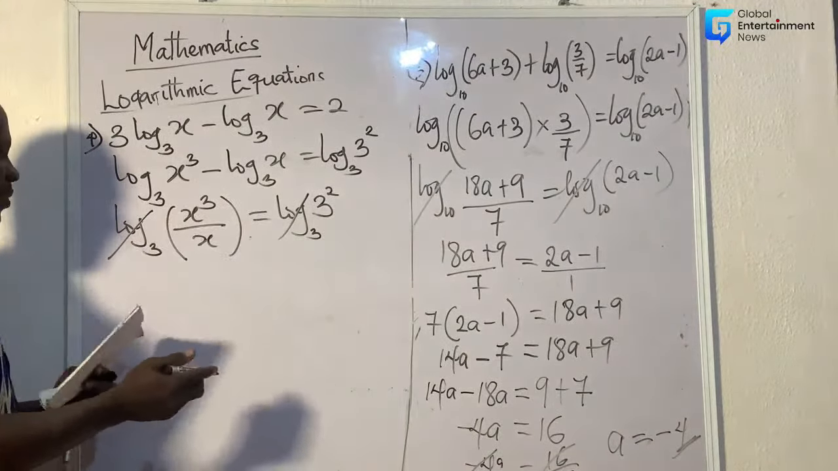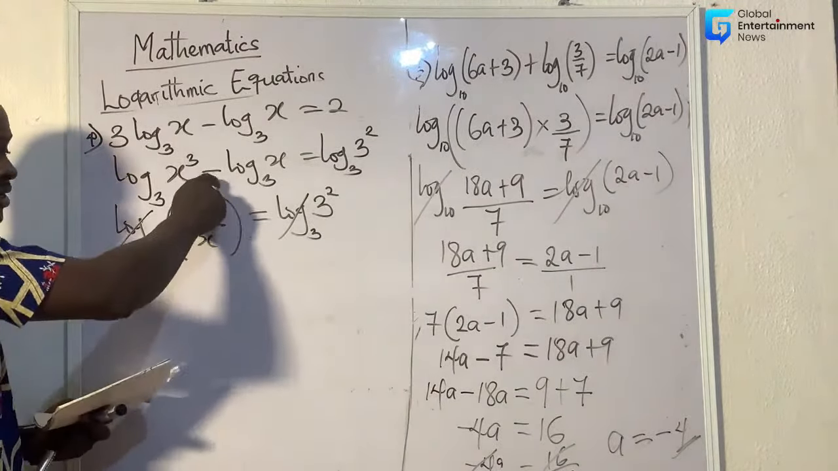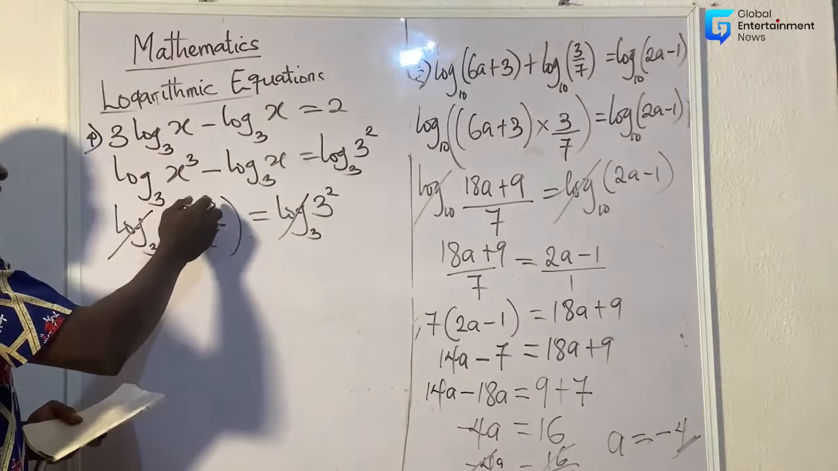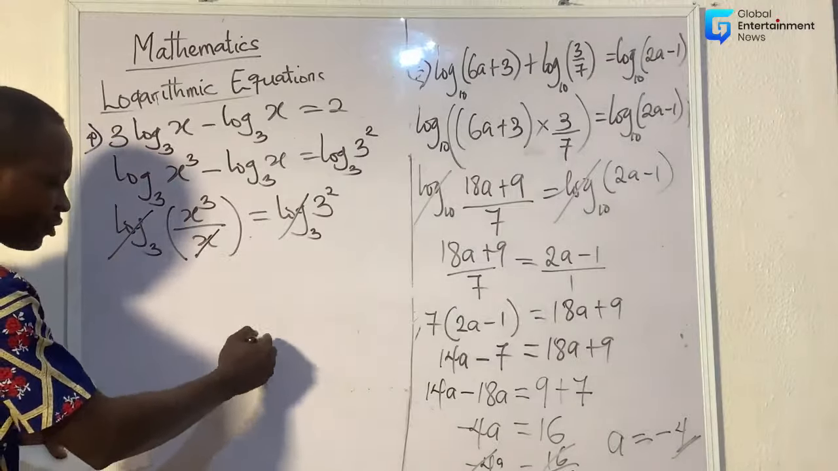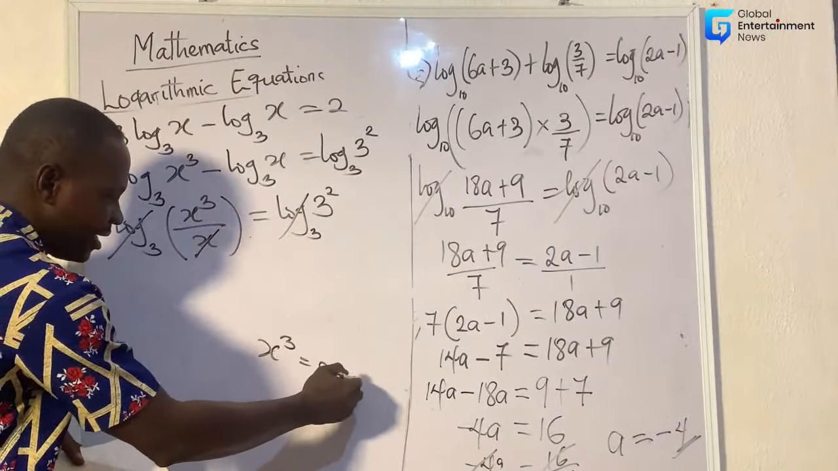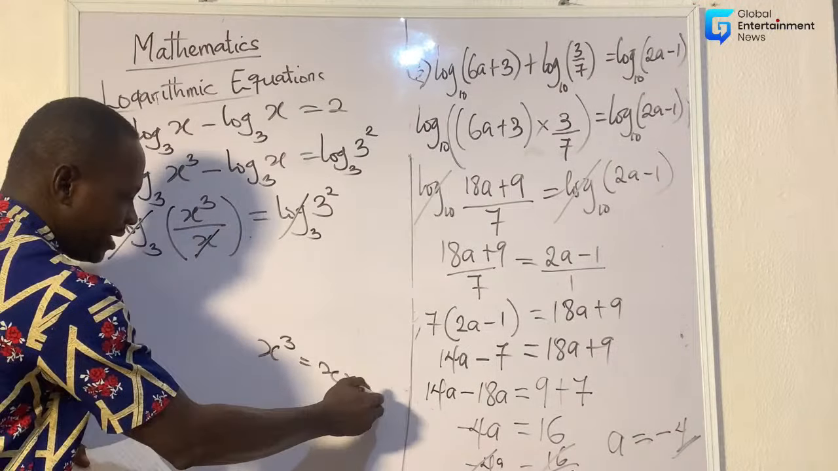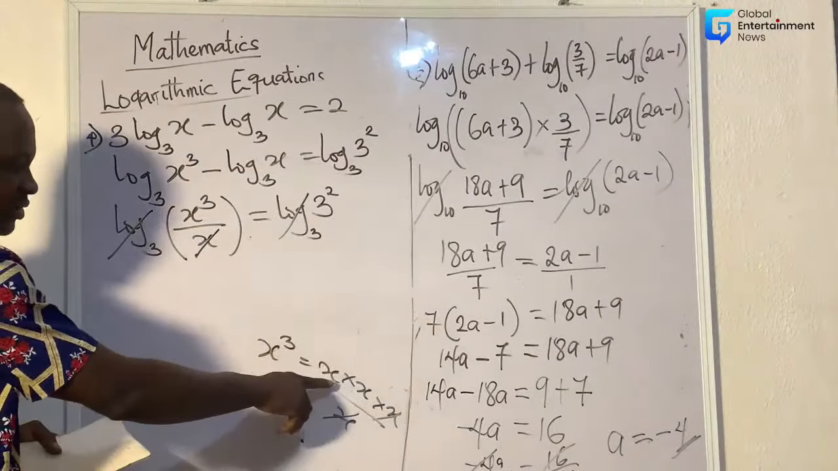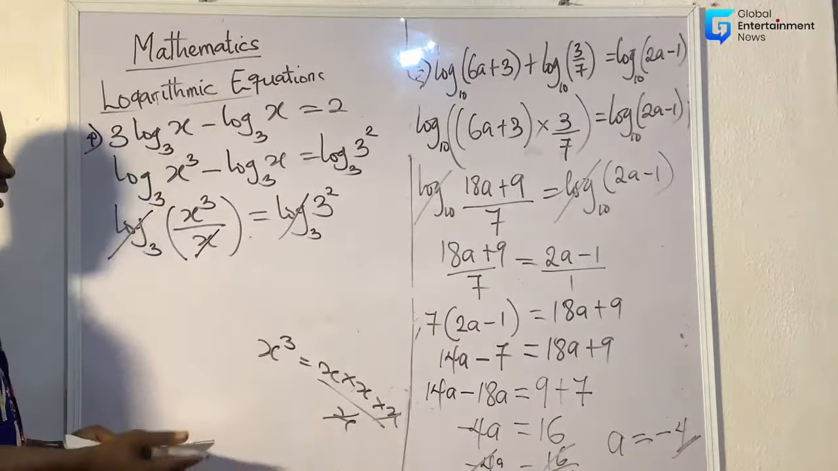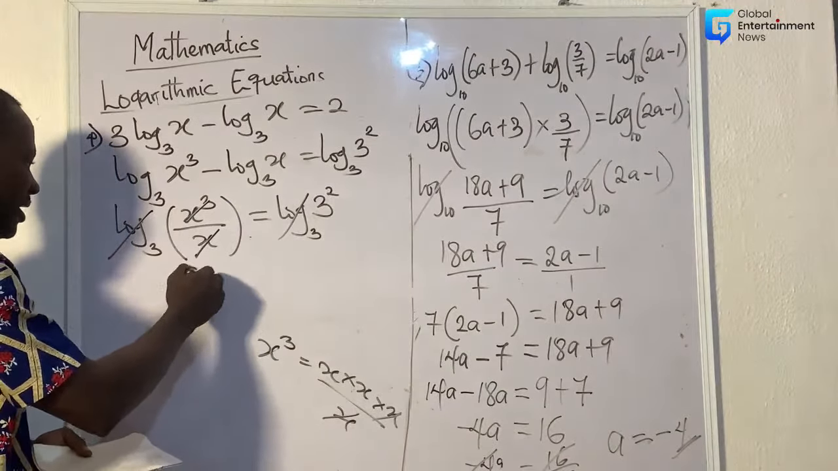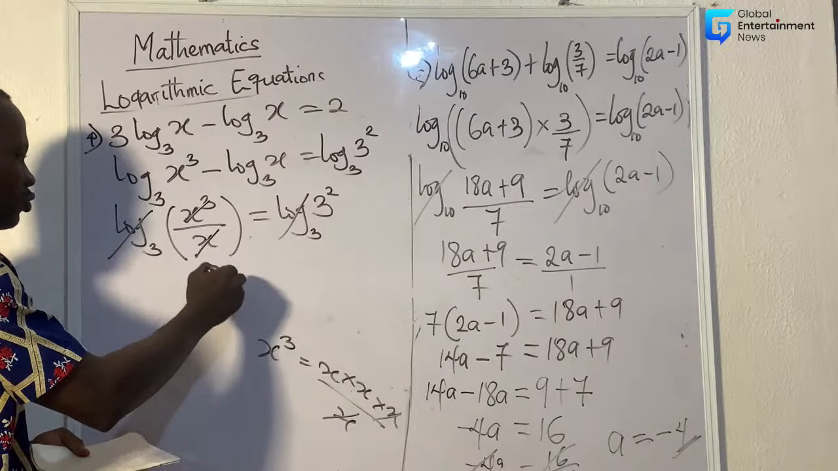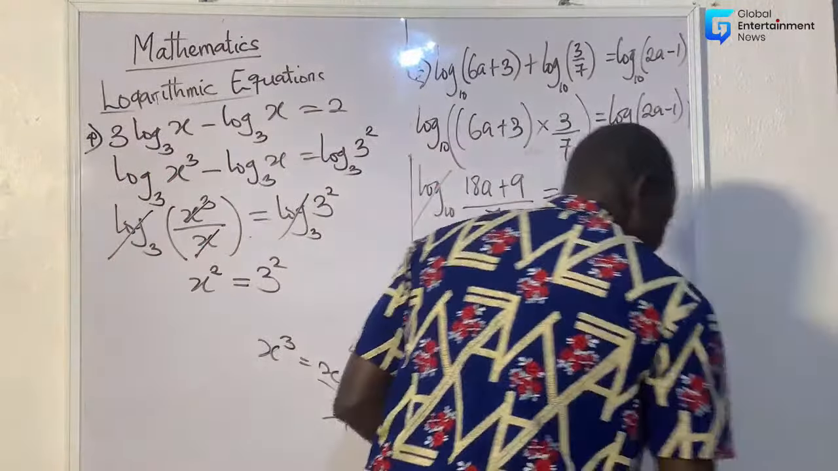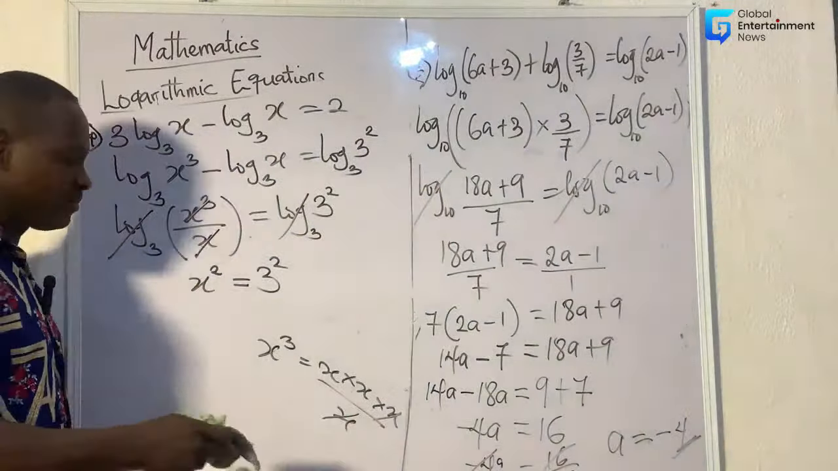So what do we have here? How many x do we have here? X raised to power 3, and this is x. You know, this x raised to power 3 is the same thing as x times x times x, and this one is only 1 x. Just cancel this. So what is going to remain is x times x, which is x squared. So what I have here now is x raised to power 2 is equal to 3 raised to power 2. I believe you are following me.